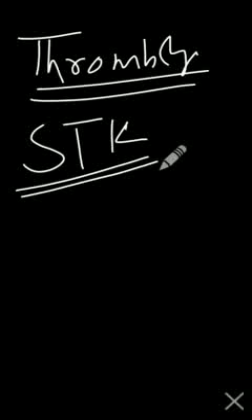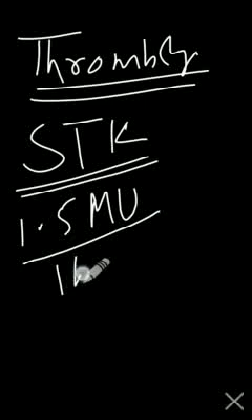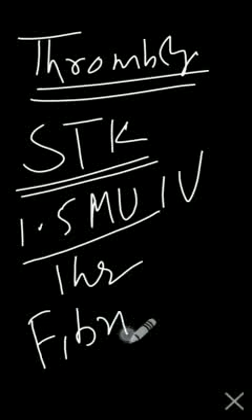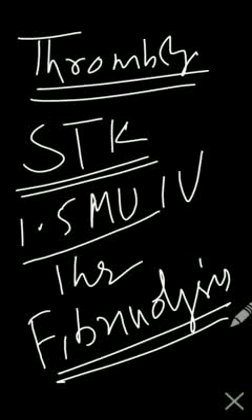Now a few points about thrombolysis. The most commonly used drug for thrombolysis is streptokinase. The dose of streptokinase is 1.5 million units given over 1 hour, and it is given through the IV route. The mechanism of action is that it causes fibrinolysis since it is a plasminogen activator.